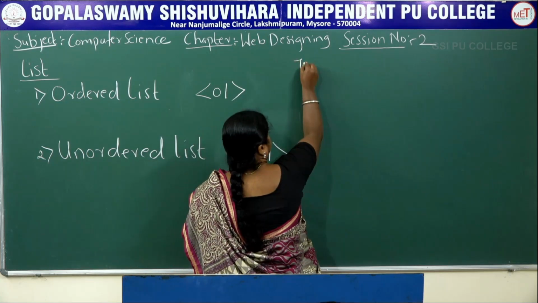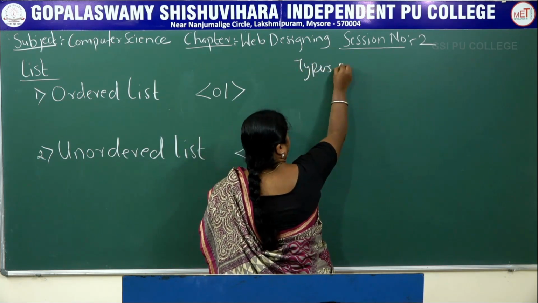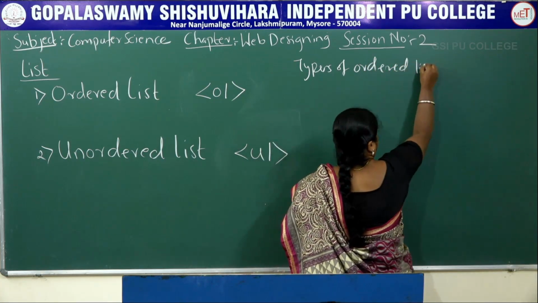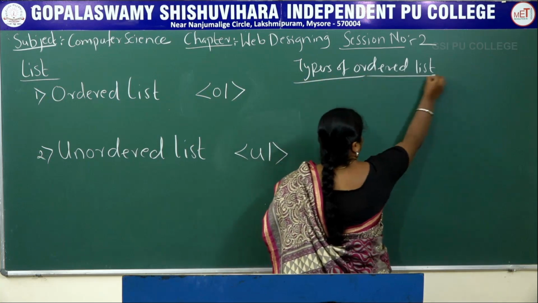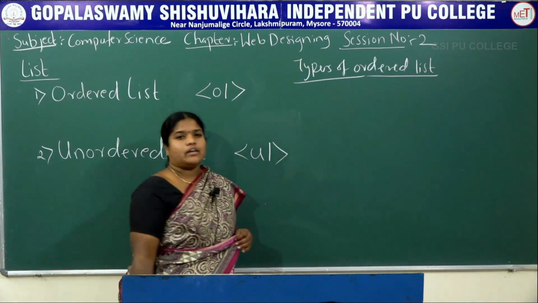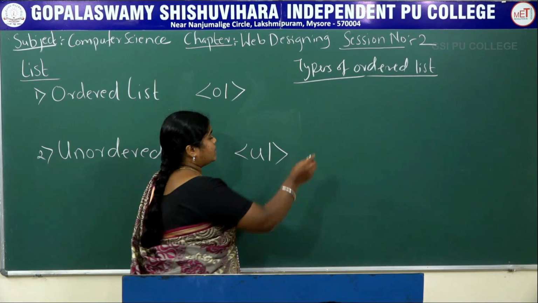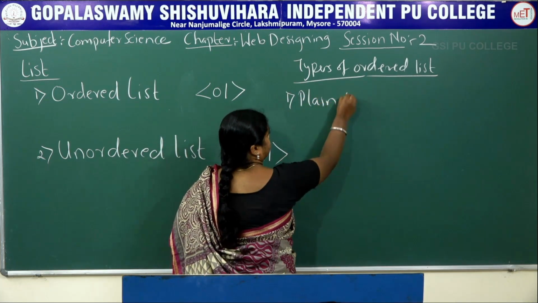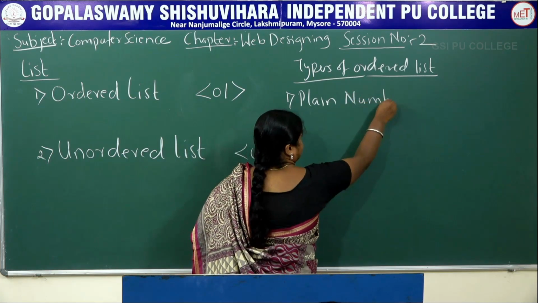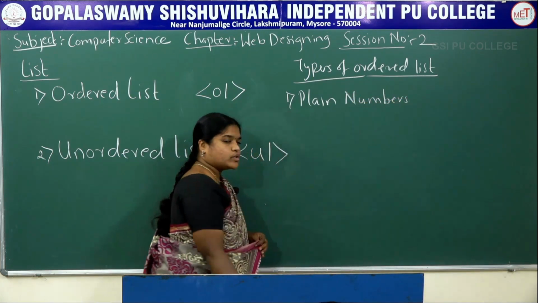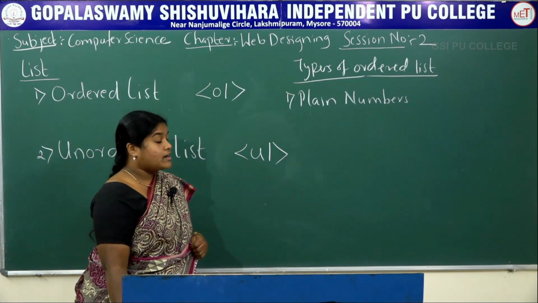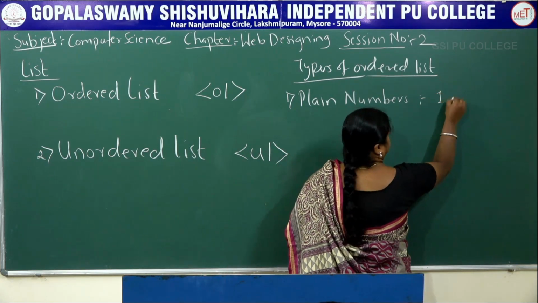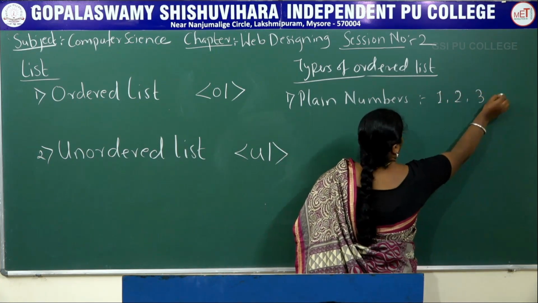There are different types of ordered list. There are different ways in which you can number particular items in the list. The first one is plain numbers. That means using plain numbers you can list out the items in the list. For plain numbers, in the sense it will be in form of 1, 2, 3 and so on.